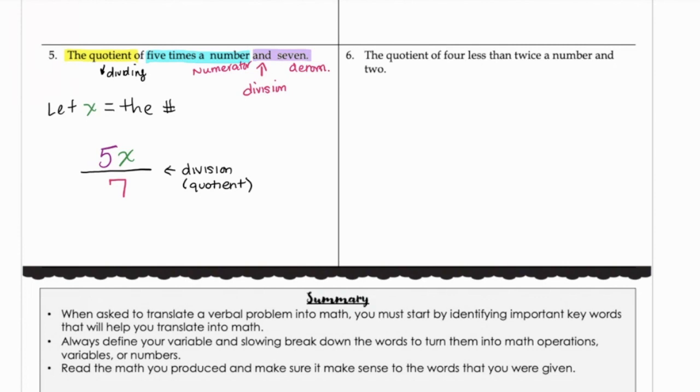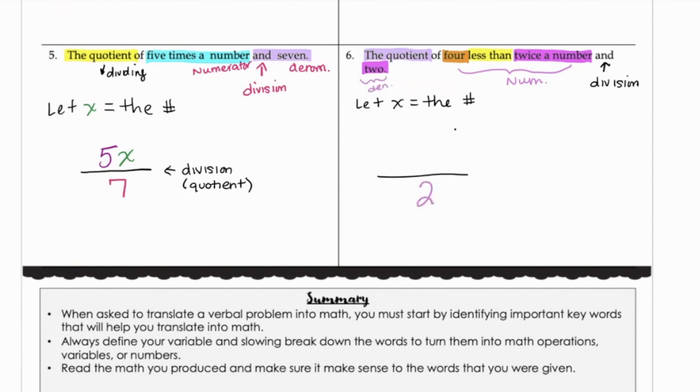Number 6, the quotient of 4 less than twice the number and 2. Okay, so we have the quotient. Let me start off the same way, with my let statement. Quotient means I'm going to start drawing my fraction, and I'm going to think about what's in the top and what's in the bottom. So it says the quotient of 4 less than twice the number and 2. This and is part of my division. This is separating the numerator from the denominator. So I already know that the 2 goes in the bottom because it's and 2.